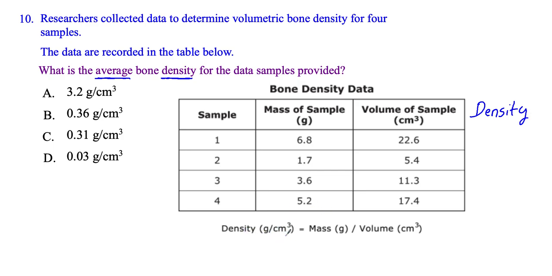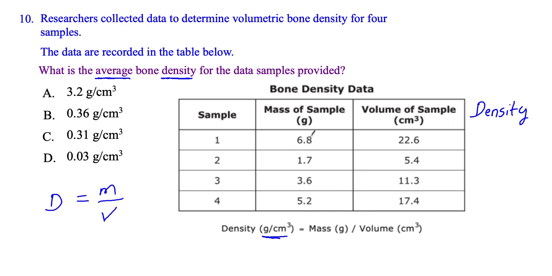It says density right here is grams per cubic centimeters. This means g divided by cm cubed. So there's a hint right here. It tells us to take the g, which is how the mass is measured, divided by this, which is how the volume is measured. So I would take this divided by this if I didn't remember the formula. But if you do, density is mass divided by volume.